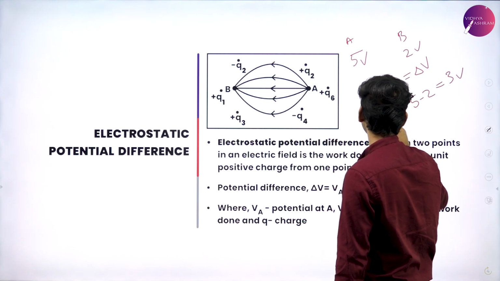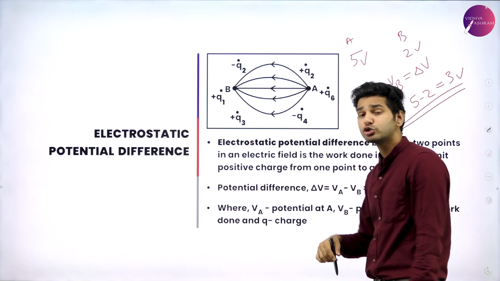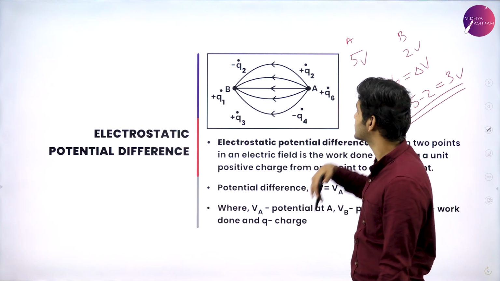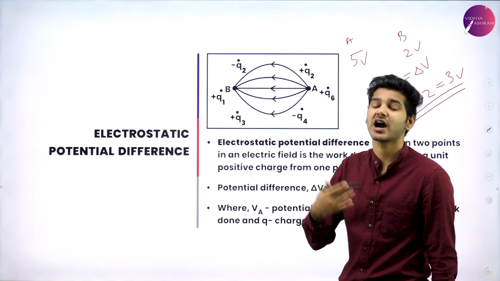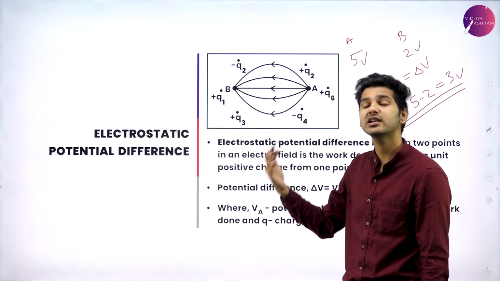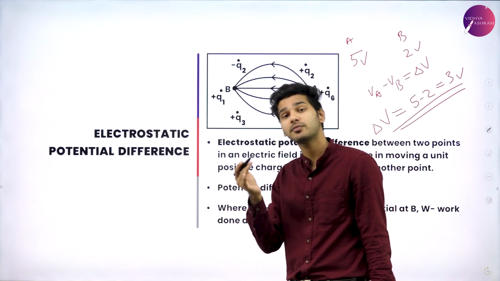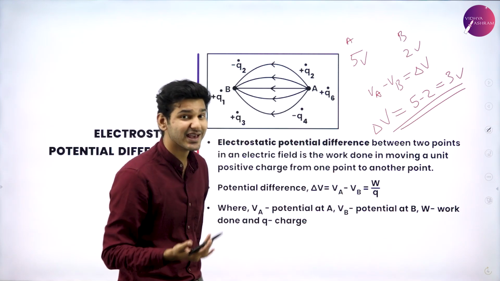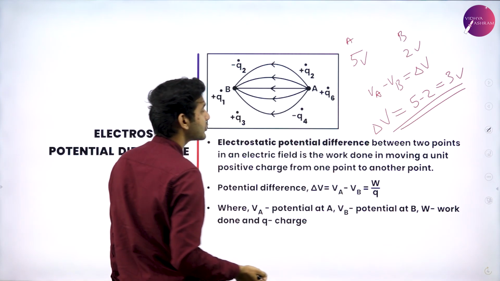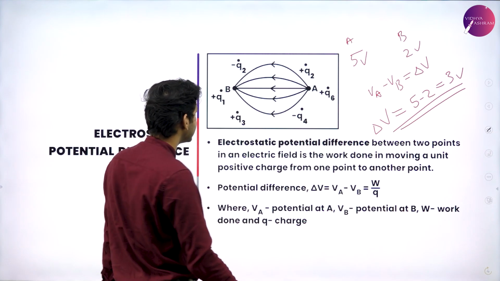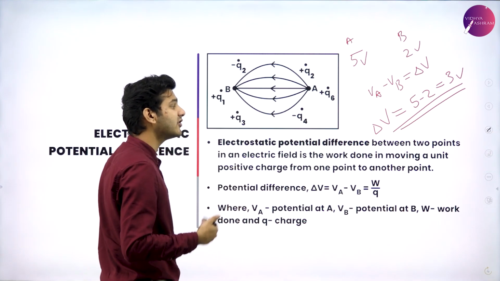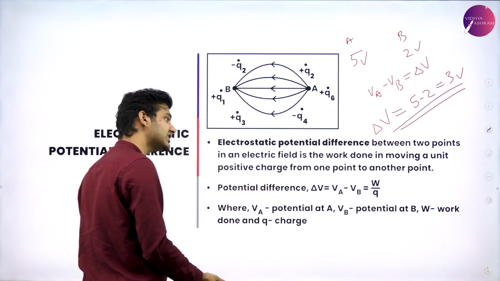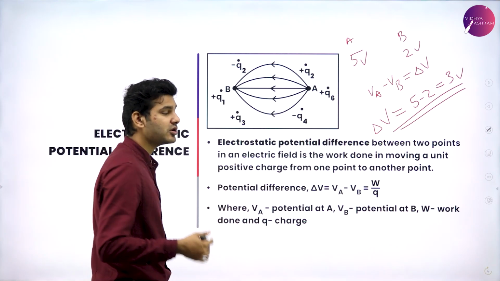So that will be the potential difference. To find the potential difference, you just need to subtract the lower value from the higher value, and you will get the potential difference at a particular point. This can also be explained as: the electrostatic potential difference between 2 points in an electric field is the work done in moving a unit positive charge from one point to another point.